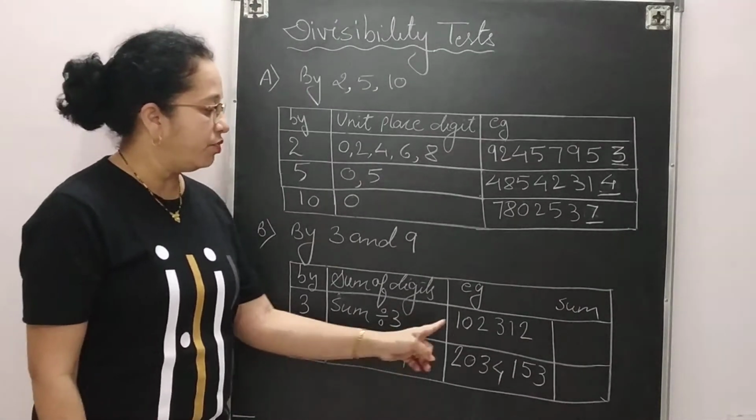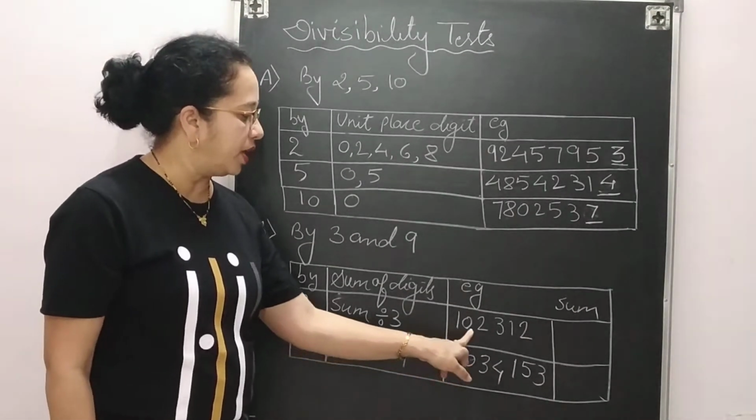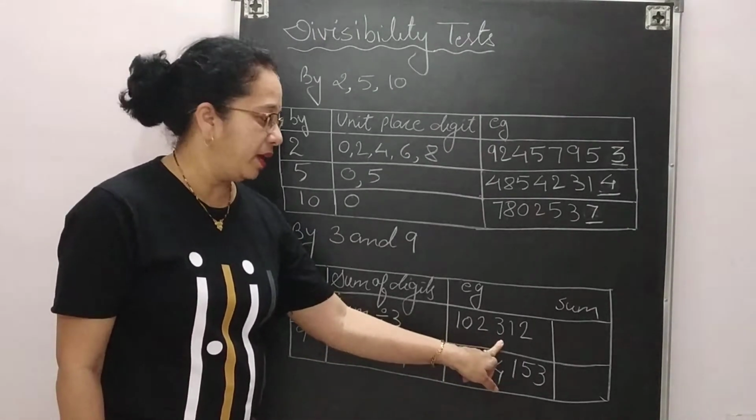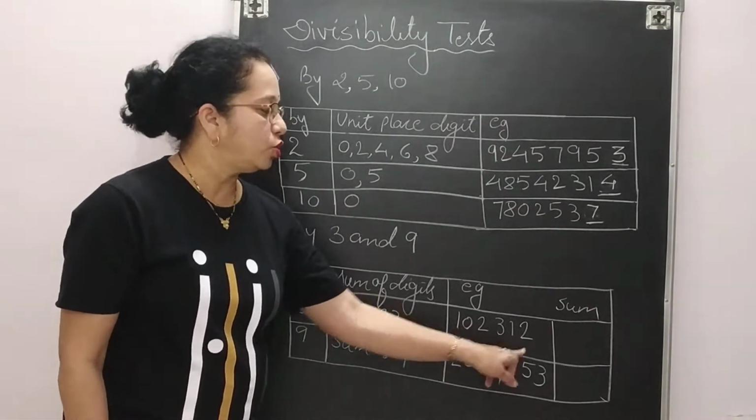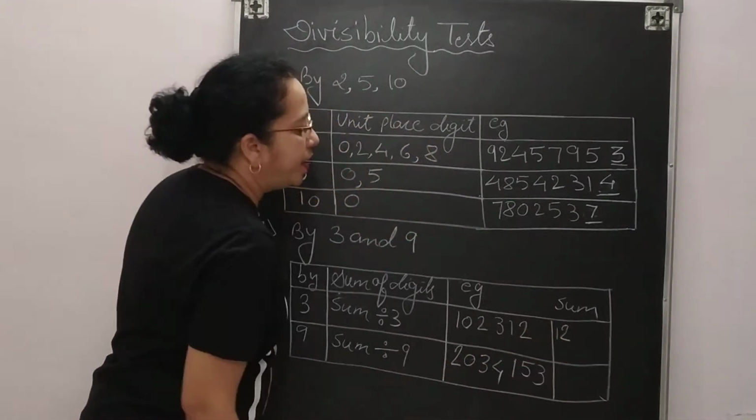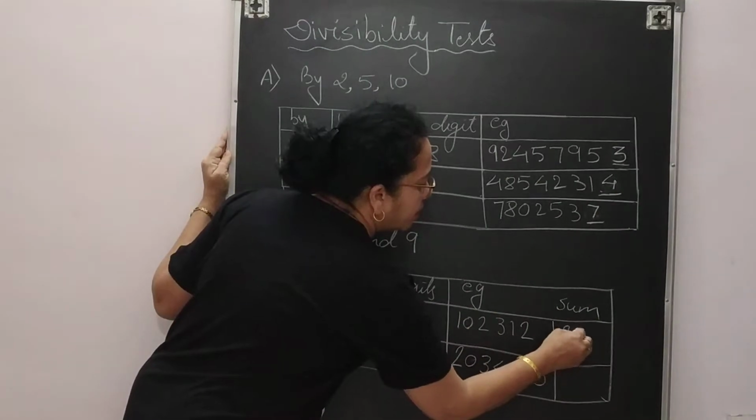Sum of digits means we add all the digits. So 1 plus 0, 1, plus 2, 3, plus 3, 9, plus 1, 10, plus 2, 12. So what is the sum of digits? 12. Now find out, is it divisible by 3?